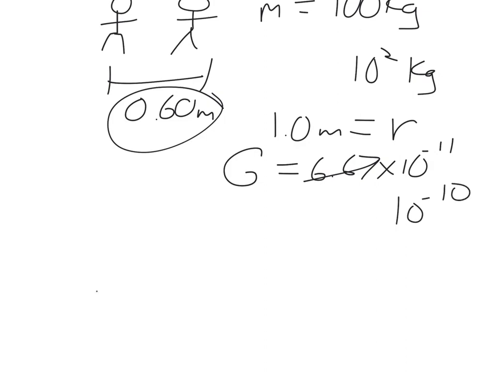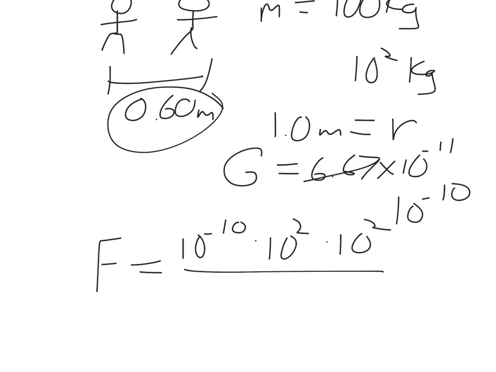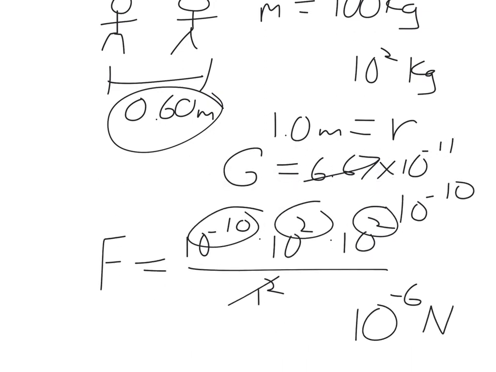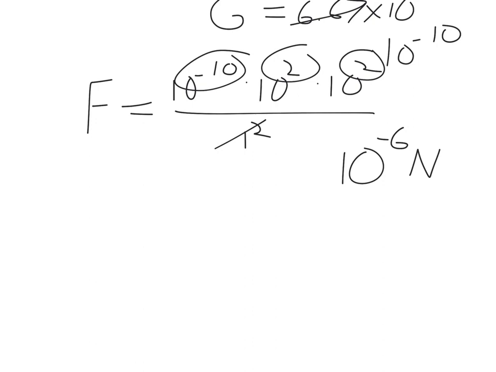So the force between you, if we're estimating, big G is about 10 to the minus 10. Each of your masses is about 10 squared. And over the radius squared, which is 1. So that won't matter. So 10 to the minus 10, 10 squared, 10 squared. So we got 4 positive 10s and 10 negative 10s. So the leftover will be about 10 to the minus 6 newtons. So when you're about a meter away from each other, you all are exerting a force on each other, gravitationally speaking, of 10 to the minus 6 newtons.